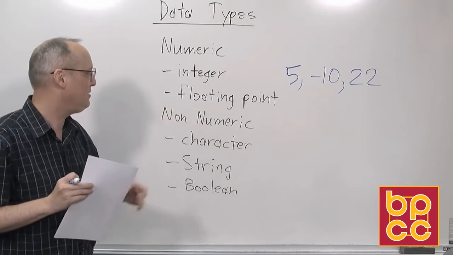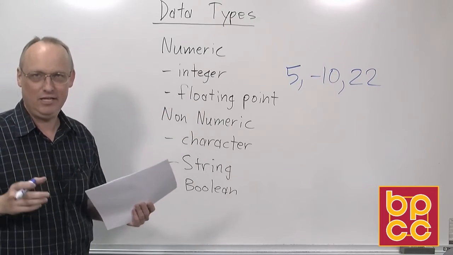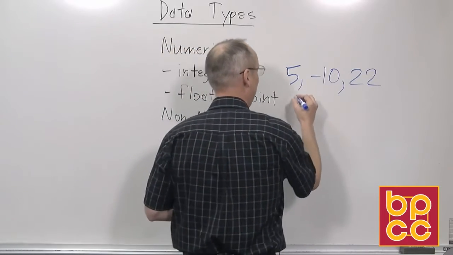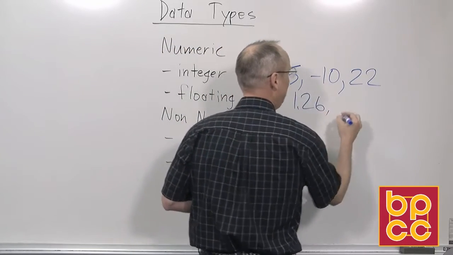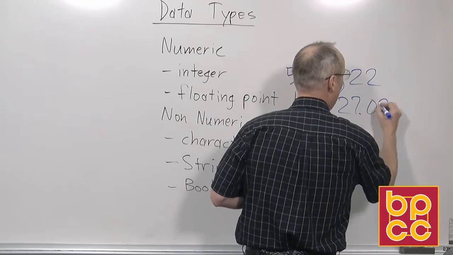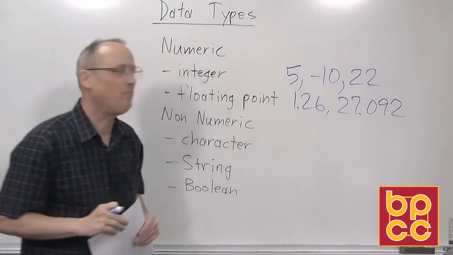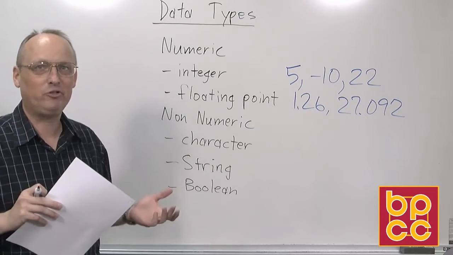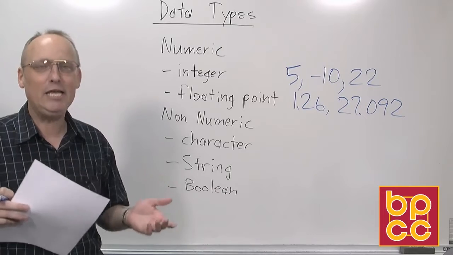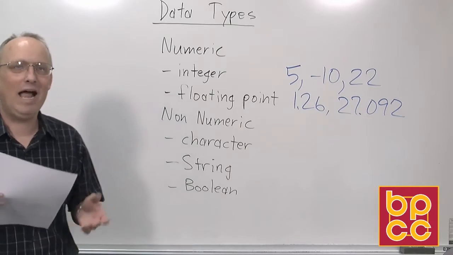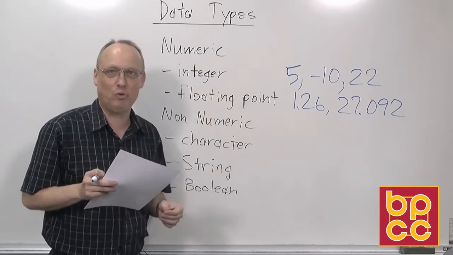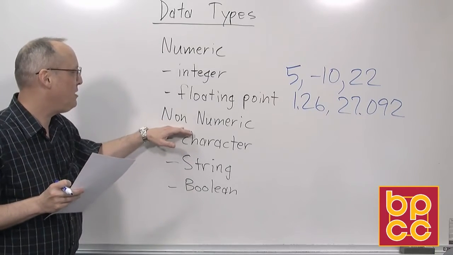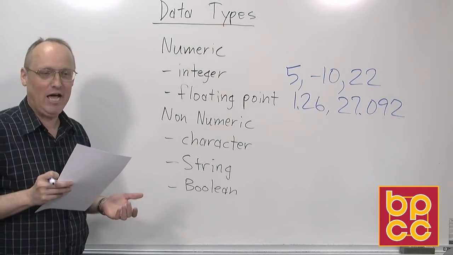Then floating point numbers are going to be a data type where you can have numbers that have decimal places, like 1.26, 27.092, something of that nature. Floating point numbers can be used to represent pretty much any real number, whereas integers can only be used to represent whole numbers. Then crossing down here, our non-numeric data types.